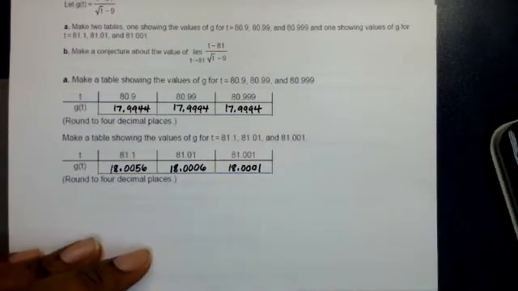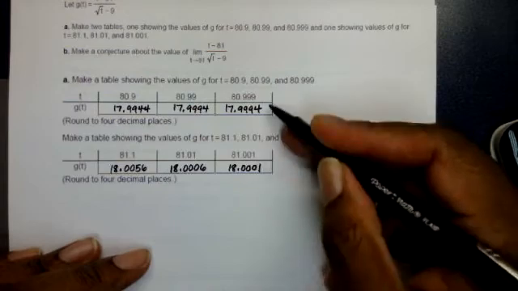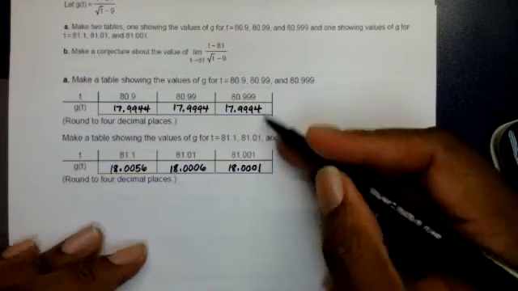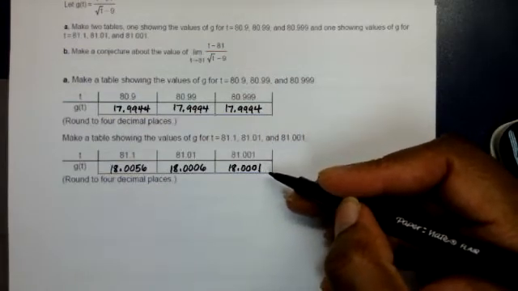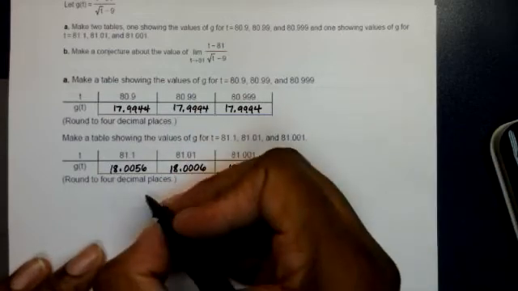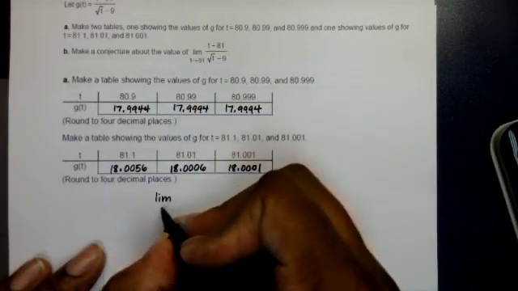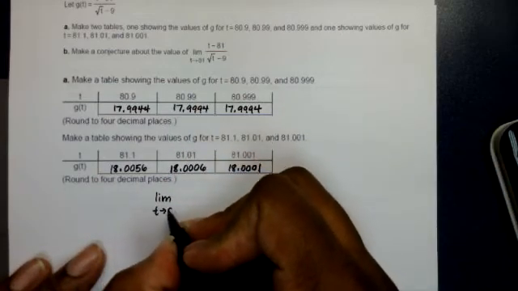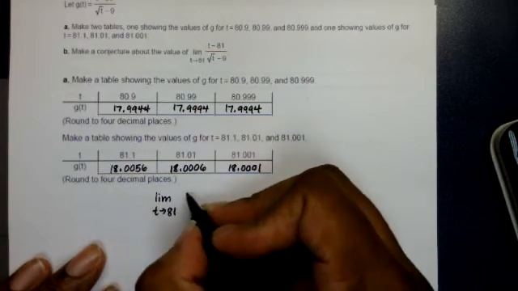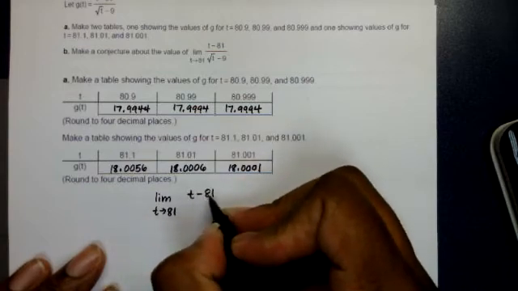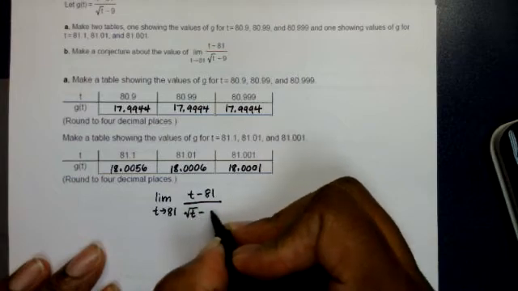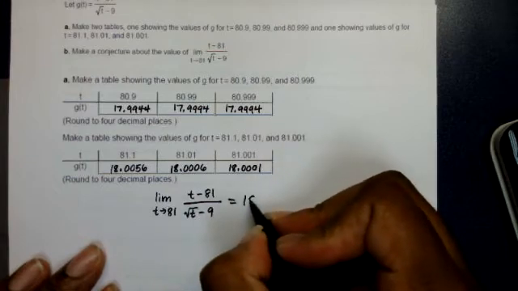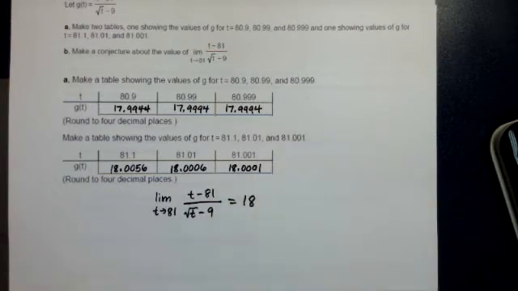So as you can see here, on both sides of 81, the value of g of t will be approaching 18. So here the limit as t approaches 81, from both sides, of the function t minus 81 over the square root of t minus 9, that will be equal to 18.